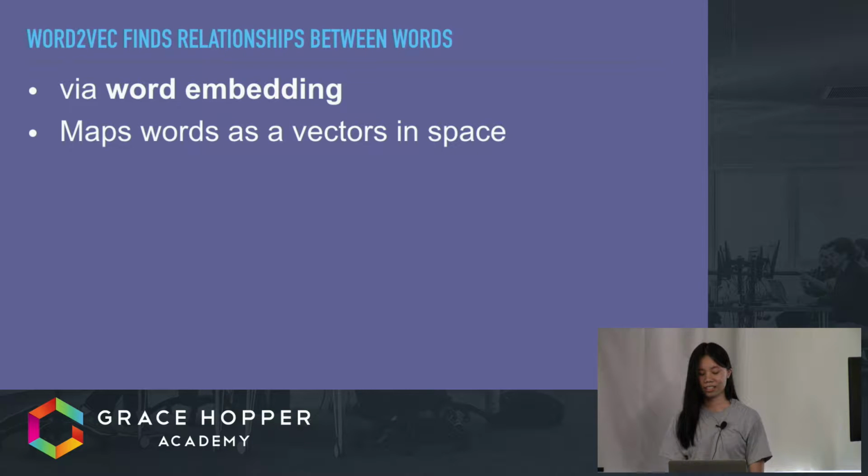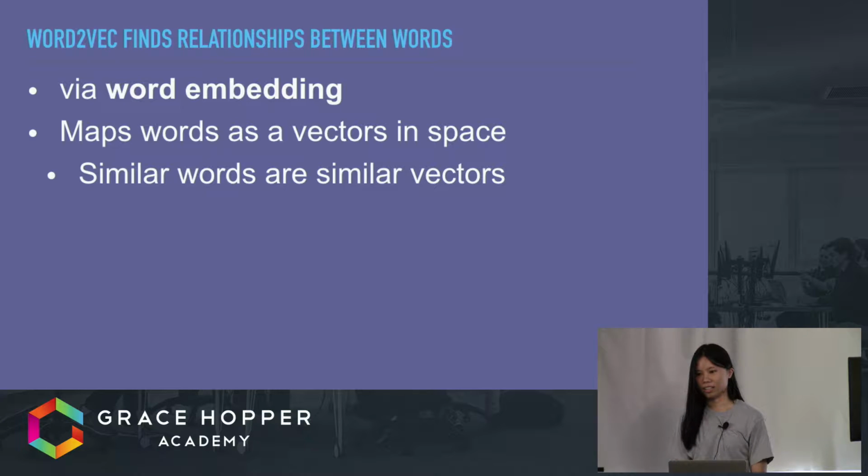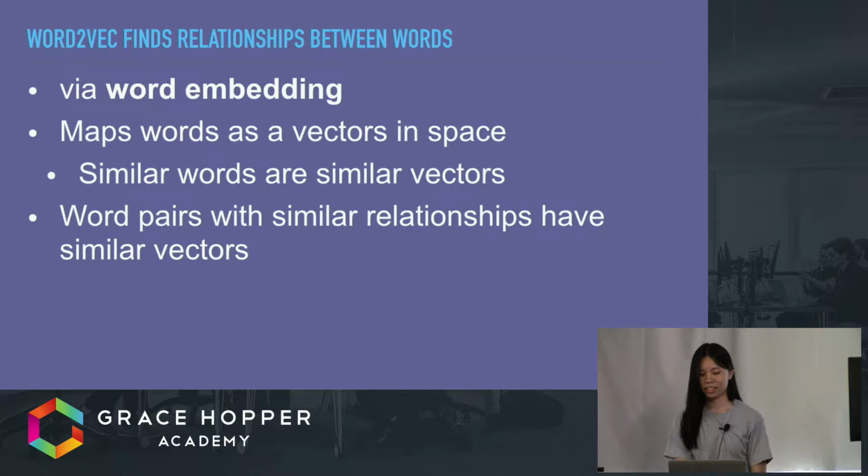Word2Vec finds these relationships with word embedding, which means it creates a map, which means it maps the words into 3D space, creating vectors. And in this word cloud, the similar words are close to each other, which means that the relationships have similar vectors.